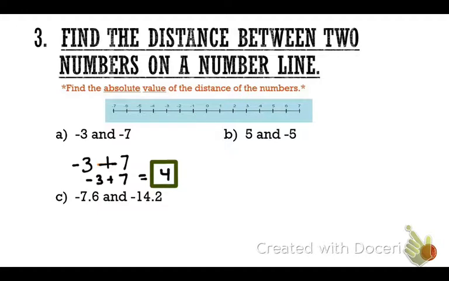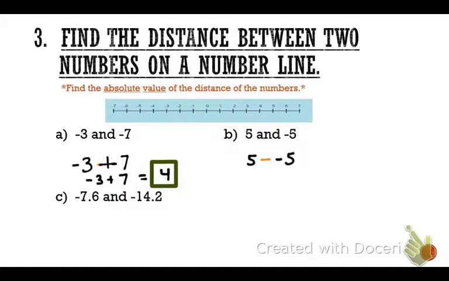Let's remind ourselves how to do a problem like this. When finding the distance, you take the biggest number and subtract the smallest number. What's the biggest number between 5 and negative 5? 5. Okay? Positive 5 is bigger. And now remember, you've got to subtract the smaller number. What is the smaller number?